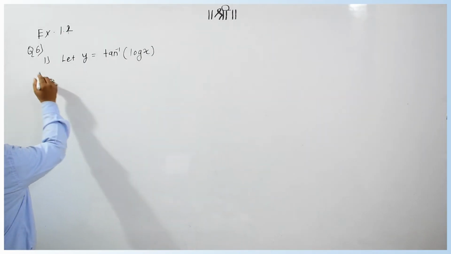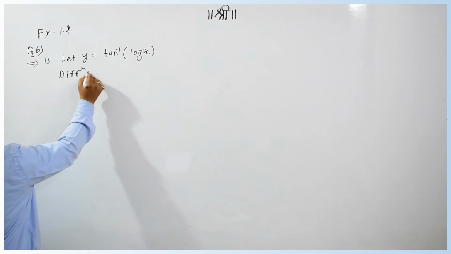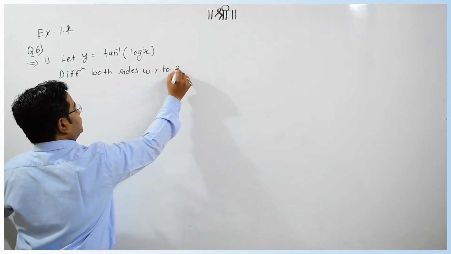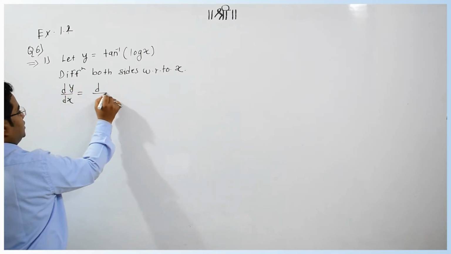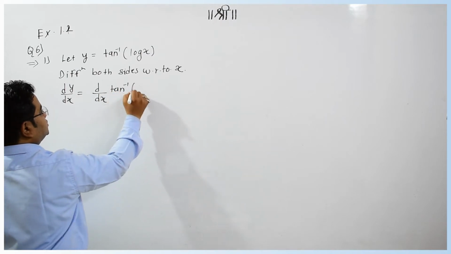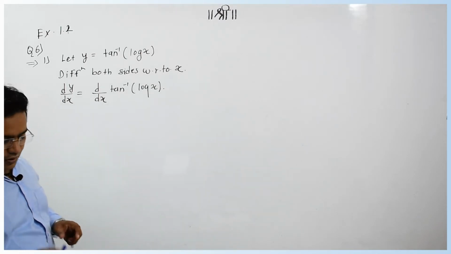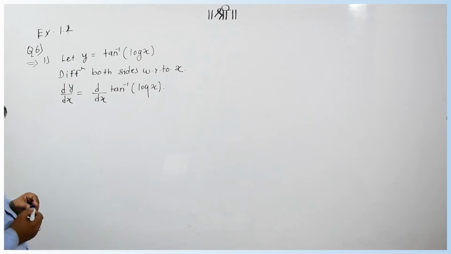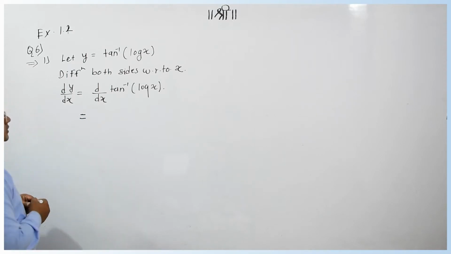Now I would like to solve this question directly. Differentiating both sides with respect to x, d upon dx of y is equal to d upon dx of tan inverse of log of x. This is quite important and quite interesting to apply. If you apply our formula of composite function, look at what happens.